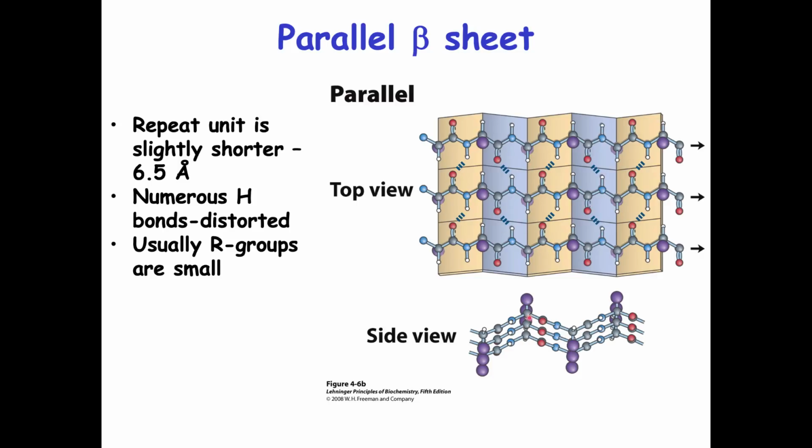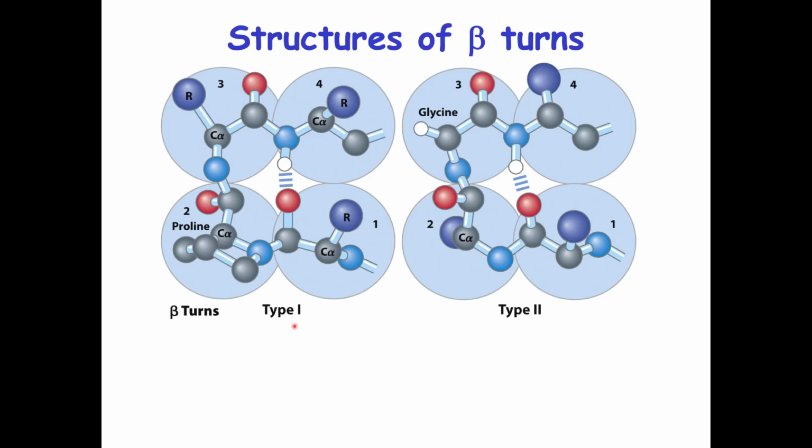Now typically they have very small R groups, so we see these R groups here, and they tend to be glycine and alanine, and that is to allow the sheets to come into close contact with each other. So beta sheets tend to have high percentages of glycine and alanines, and if we look at silk, which is a classic parallel beta sheet, we see that 1/3 of all the amino acids are actually glycines or alanines.